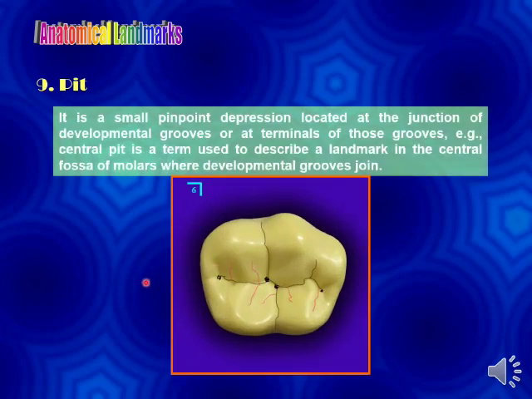Pit. It is a small pinpoint depression located at the junction of developmental grooves or at terminals of those grooves. Example, central pit is a term used to describe a landmark in the central fossa of molars where developmental grooves join. The pit is a small pinpoint depression. These dots here we call pits. They form at the meeting of developmental grooves. Here is one black developmental groove and another black line, and their junction forms a pinpoint depression we call a pit. This one in the middle is the central pit, because it is located in the central fossa of the molar. This one is the mesial pit and this is the distal pit, according to their location on the molar occlusal surface.